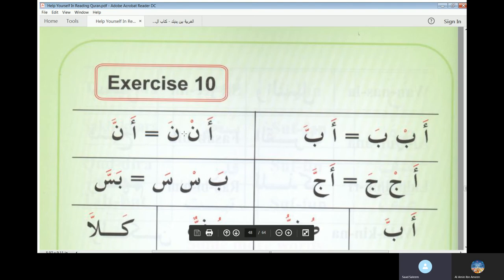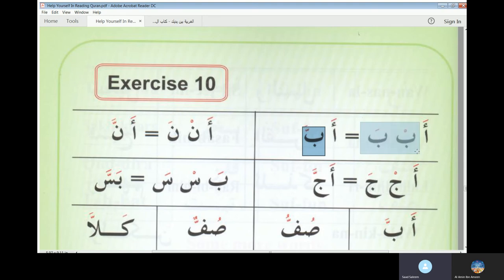Because of this, look, what is the meaning of shadda? You learn that whenever there is a shadda on any alphabet, then this means that in reality this alphabet exists two times. In reality this alphabet exists, tell me how many times?